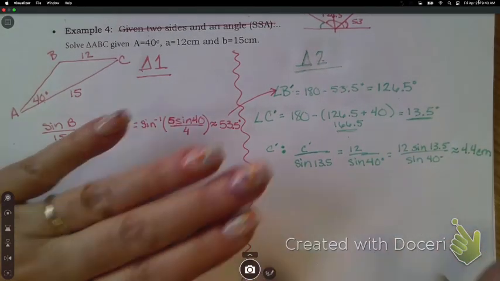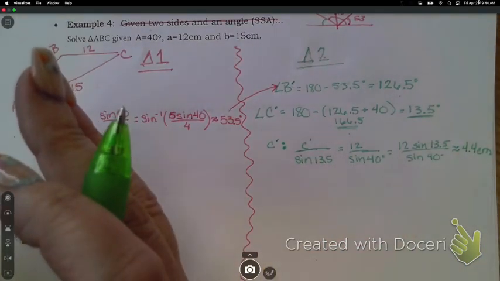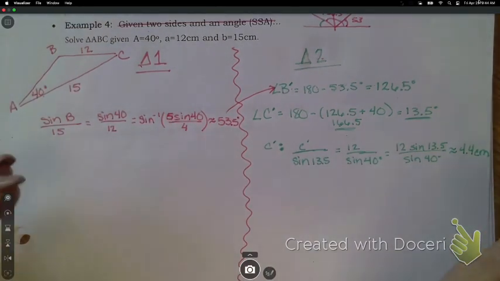So now I've finished my triangle 2. I'm going to go back and do triangle 1. I still don't understand why you chose triangle.